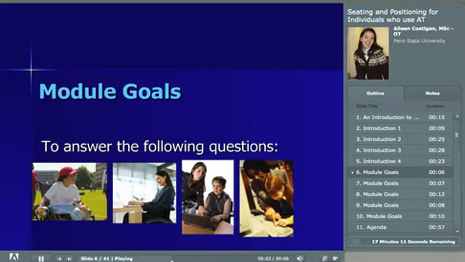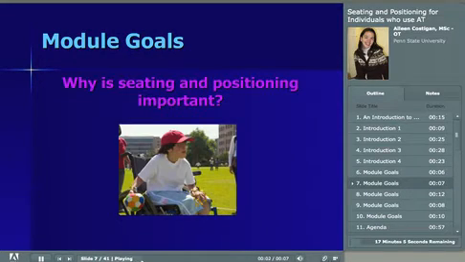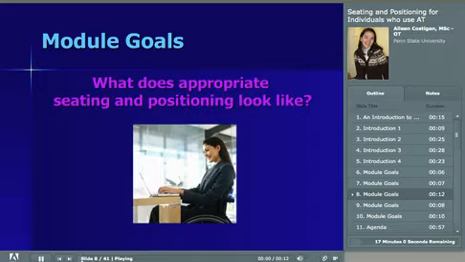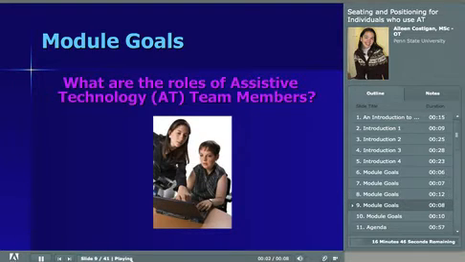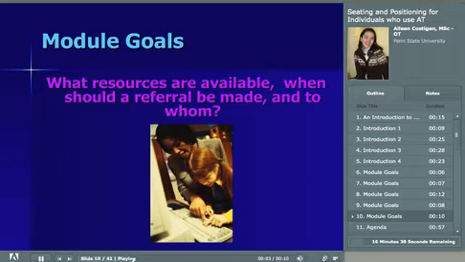The goals of the module are to answer the following questions. Why is seating and positioning important to individuals who use assistive technology? What does appropriate seating and positioning look like? Further, what should one be looking for when seating and positioning individuals who use assistive technology? What are the roles of assistive technology team members in dealing with seating and positioning? And finally, what resources are available, and when should a referral to address seating and positioning issues be made, and to whom?